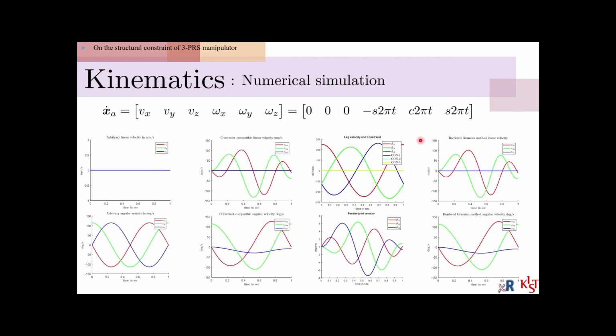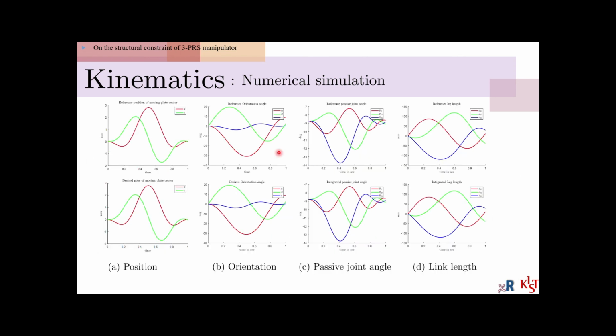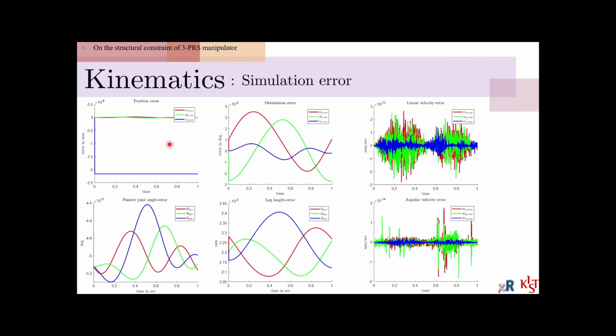For comparison, the forward kinematics is computed, and the result is similar to the reference pose and the reference velocity. By integrating, we can obtain the desired moving platform pose, and by computing the forward kinematics, we get the moving plate center, so that we have the reference and computed moving plate center. Similarly for the orientation, the reference passive joint and the computed passive joint are also obtained. The leg lengths are computed. All this will be used to compare. The comparison shows that the simulation error is within the desired limit.